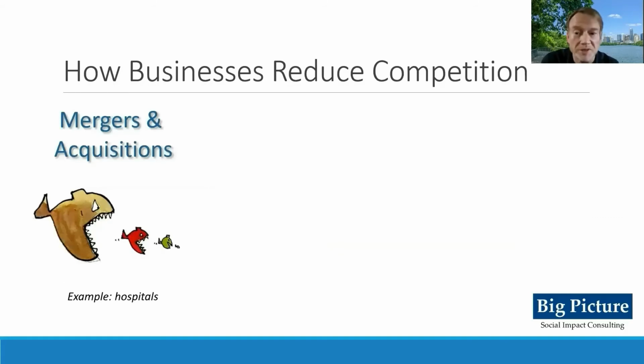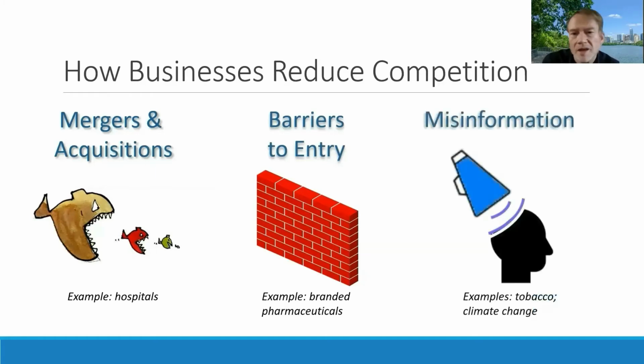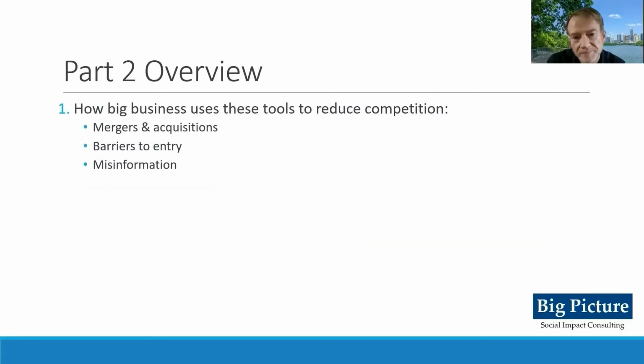These firms reduce competition by buying it up directly through mergers and acquisitions, by creating barriers to entry, such as patent thickets in branded pharmaceuticals, and by spreading misinformation, for example, about the harm of tobacco or of fossil fuels. In part 2, we will describe these anti-competitive measures in more detail.